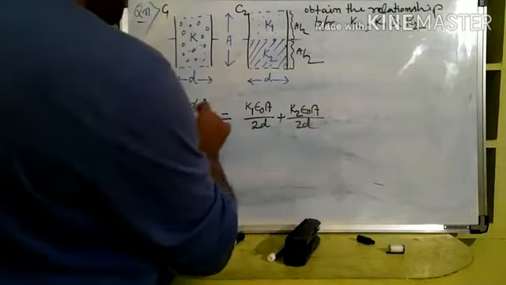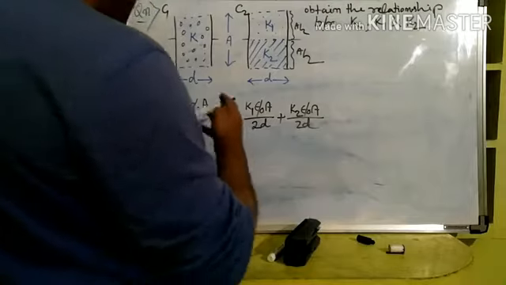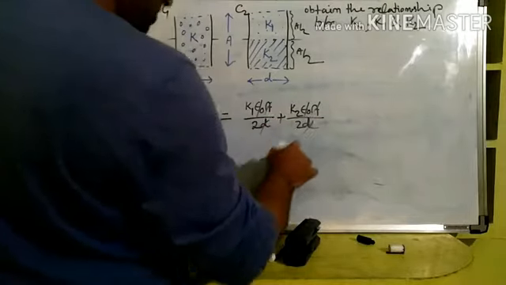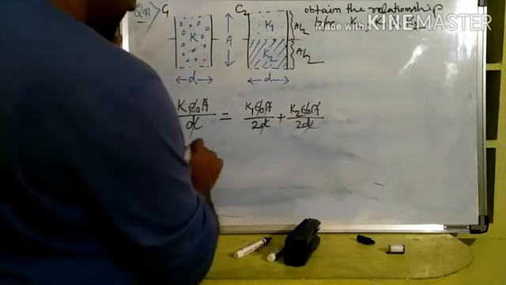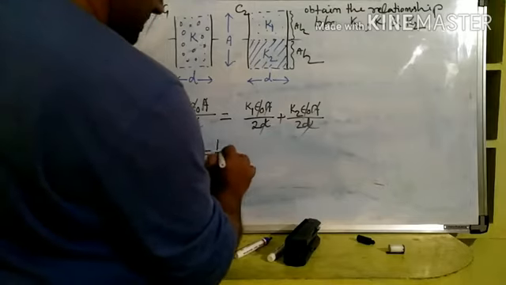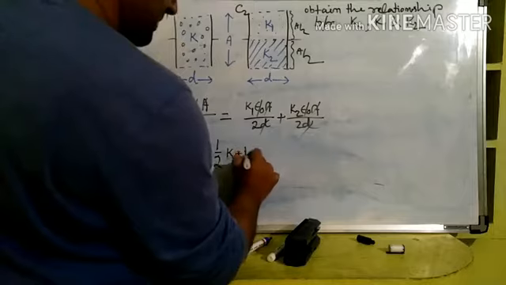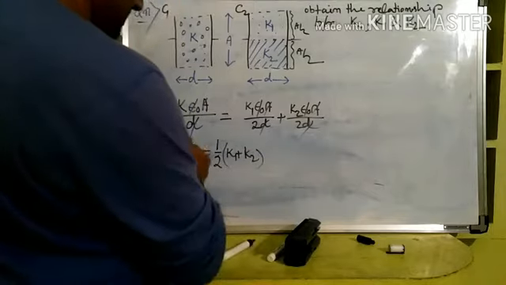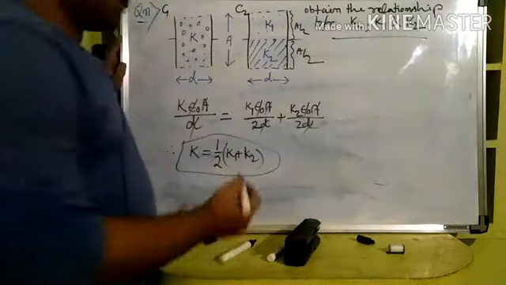Now you see epsilon naught got cancelled, A got cancelled, D got cancelled, and we directly got the relationship between them. Therefore K is equal to half of K1 plus K2. This is what was asked in the question. Clear to everybody?